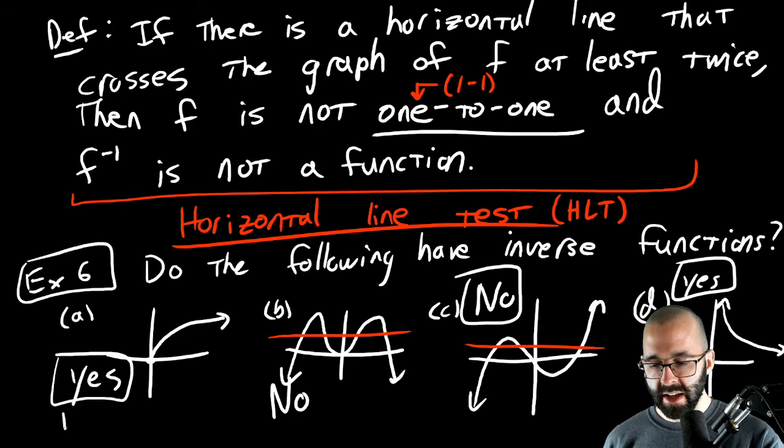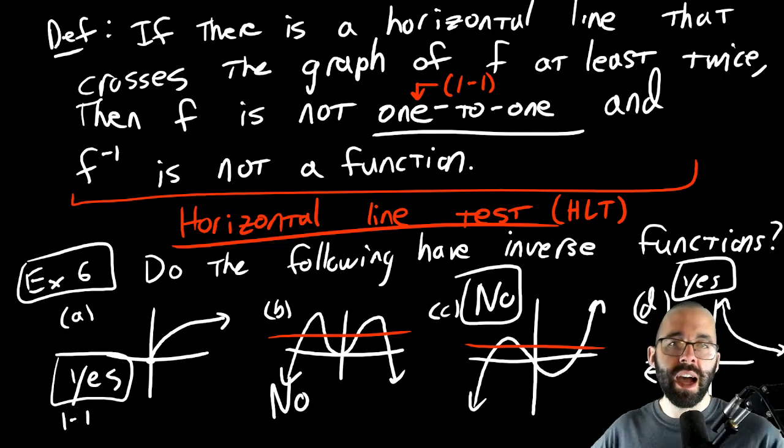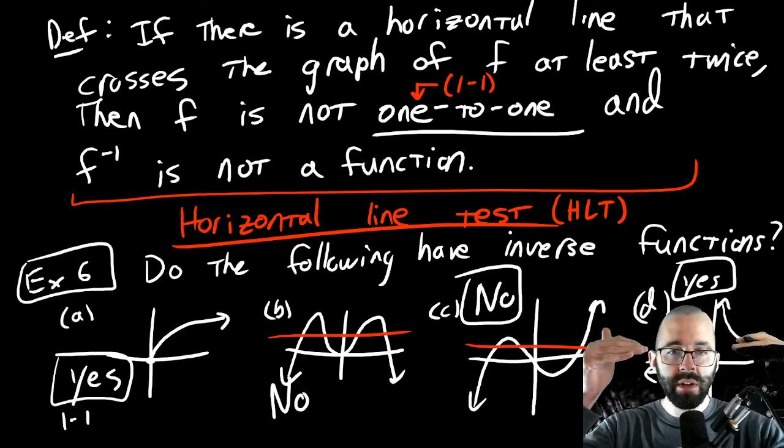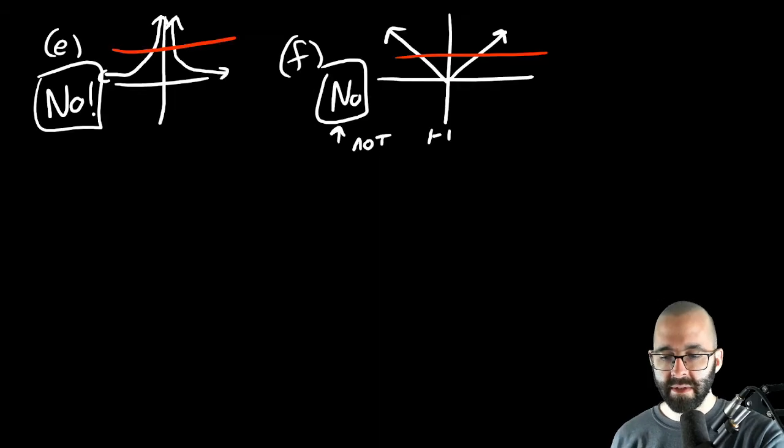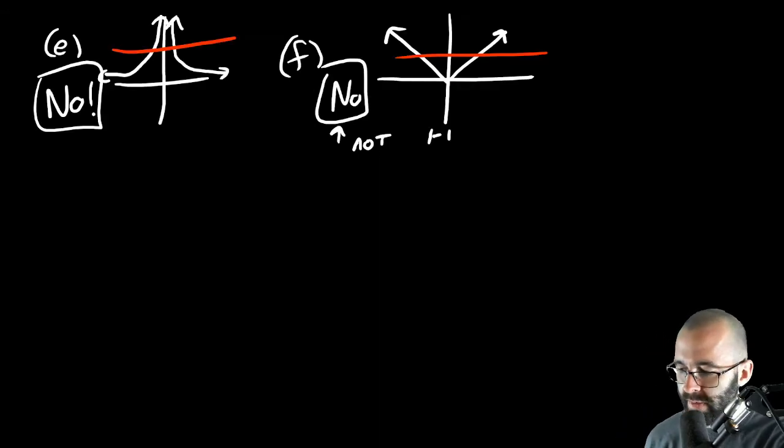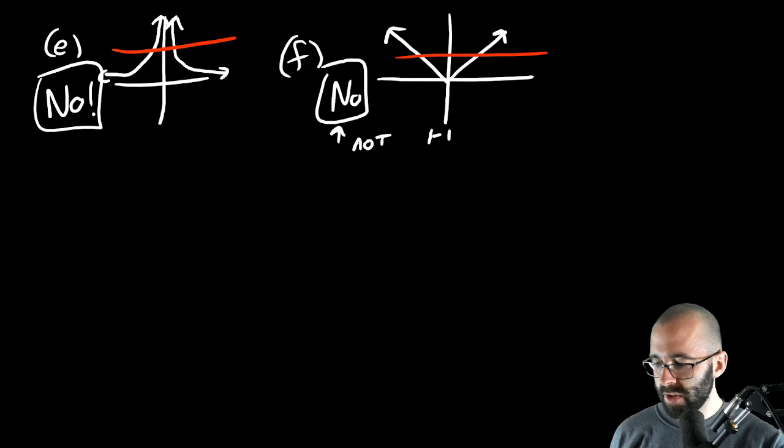Yes is the same thing as saying yes, it is one-to-one. Having an inverse function and being one-to-one means the same thing. All right, let's do another example.